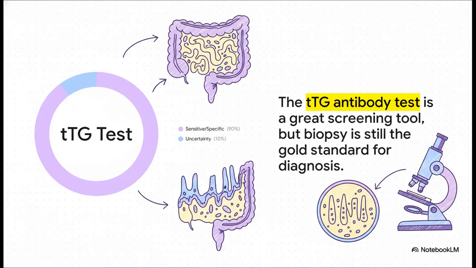The hunt usually starts with blood work. A really powerful screening tool is the TTG antibody test. That's for tissue transglutaminase. Now, it's about 90% sensitive and specific, so it's a very, very strong first clue. But it's not proof. It just builds the case. To truly confirm the diagnosis, you have to see the damage with your own eyes, in the tissue itself.